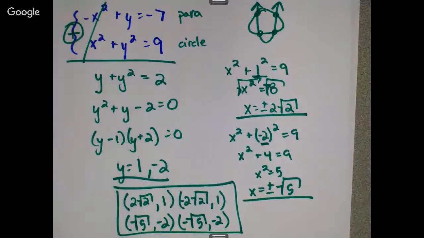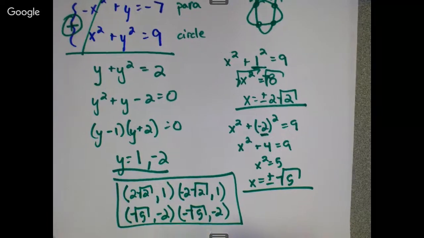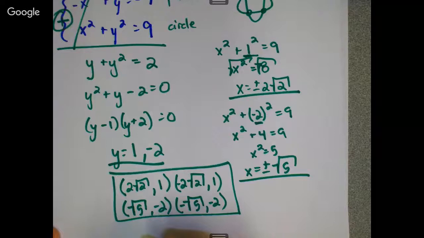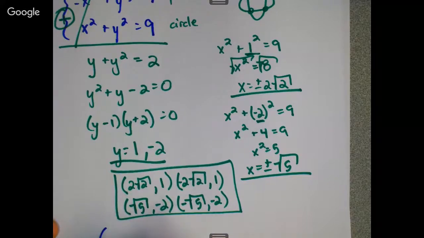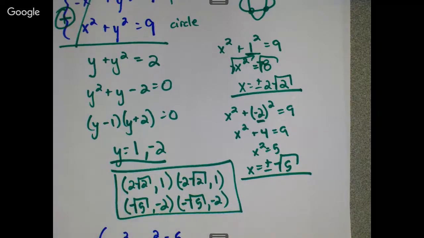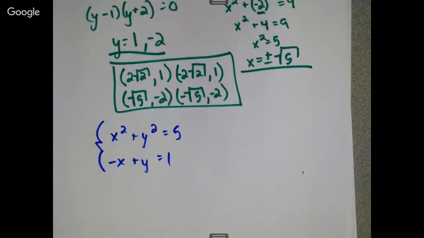Okay, that brings me to question number 2. Question number 2 is solve this. So you're going to solve that equation, which is a circle and a line, and you're going to see how those two interact with each other. So that was question number 2.